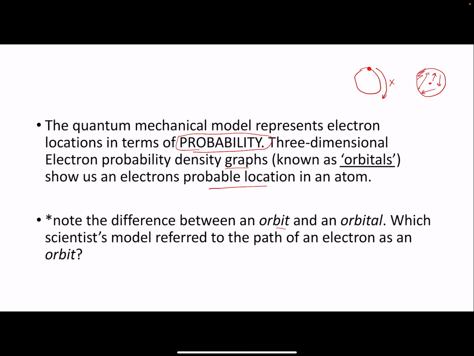As we talk throughout this lesson, notice the difference: orbit and orbital. The orbit refers to the Bohr diagram. The orbital describes the path or area of the electron for the quantum model.